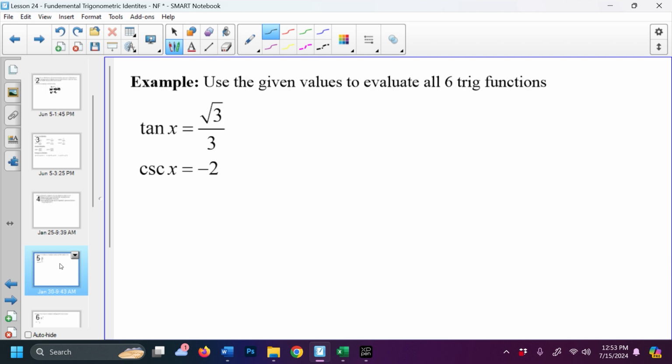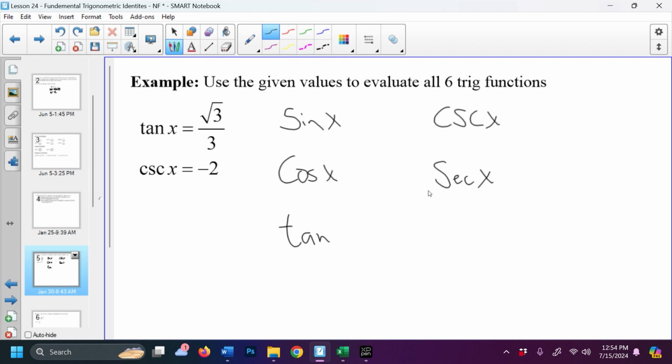All right, it says use the given values to evaluate all 6 trig functions. So all 6 trig functions are this. You got your sine, and we got x here, so I'm going to use x. The sine of x, the cosine of x, the tangent of x. The reciprocal of sine of x is cosecant of x, so I'm going to put it next to that. And the reciprocal of cosine is secant of x, so I will put those two next to each other. And then the reciprocal of tangent is cotangent, so I will put those two together. Now let's fill in what we have.